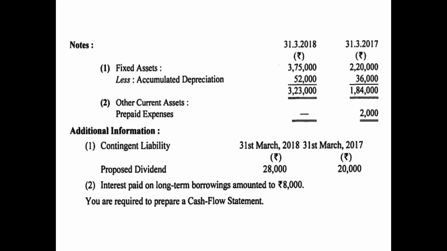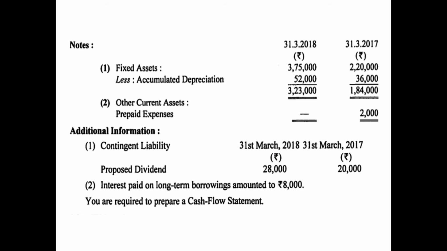So let us see the notes to accounts. The note number 1 is regarding the fixed tangible asset, that is the fixed asset. Last year the value of fixed asset was 2,20,000. Current year the value is 3,75,000. And accumulated depreciation is shown separately as a deduction. Last year it was 36,000. Current year it is 52,000.